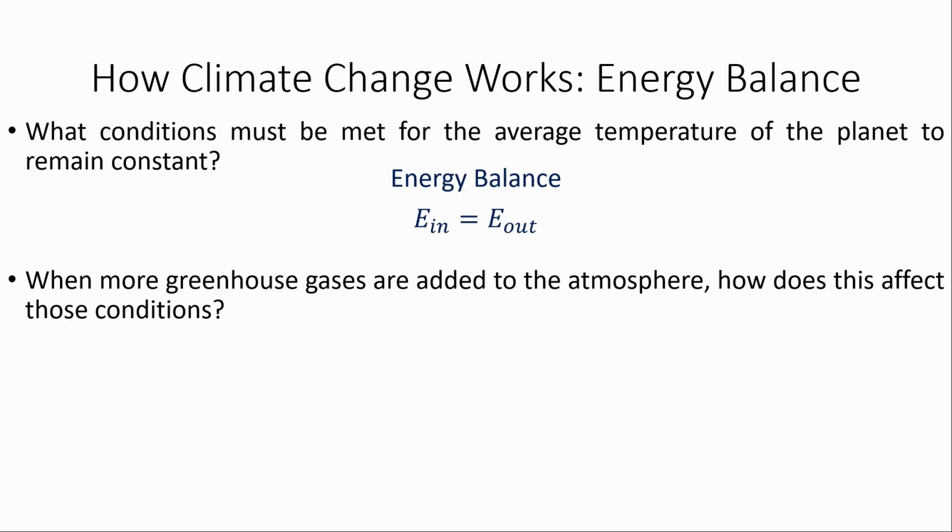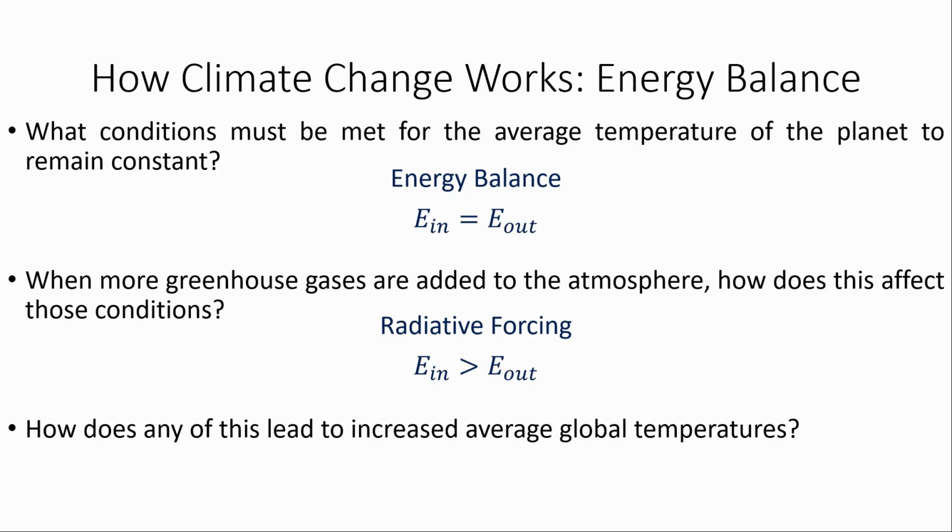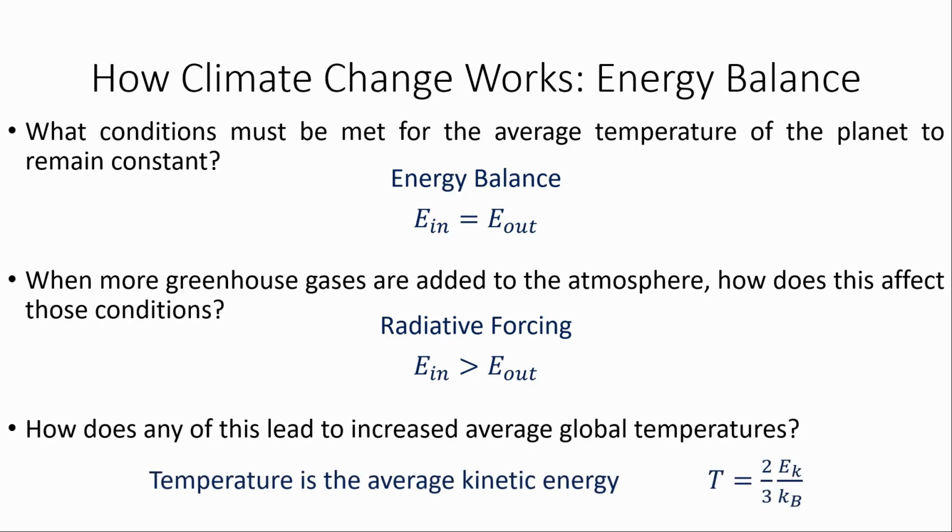When we have what's called radiative forcing, and this is caused by greenhouse gases amongst other things, then what we would see is that the amount of energy coming in is greater than the amount going out. And we know from the previous video that this is in fact the case. We know that there's more energy coming in than what's actually leaving the planet. And how does this lead to increased average global temperatures? That's because temperature is related to the amount of energy by this equation right here. So we can see as the energy goes up, the temperature is also going to go up.